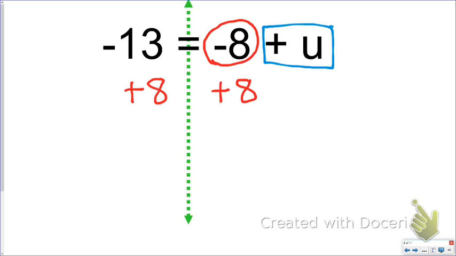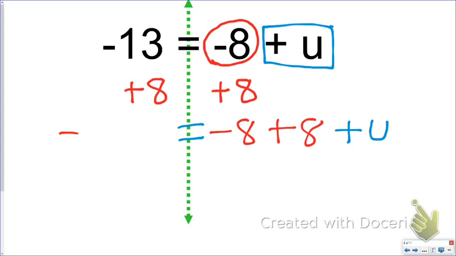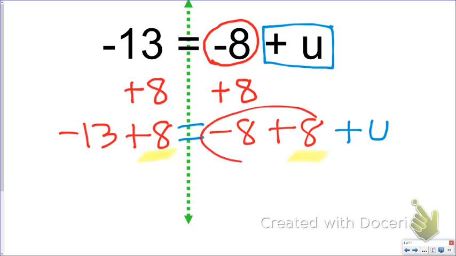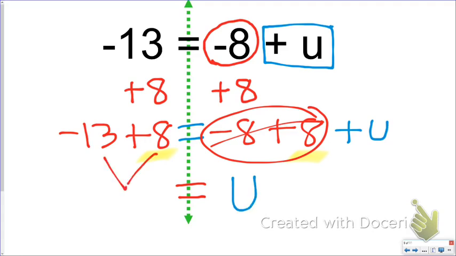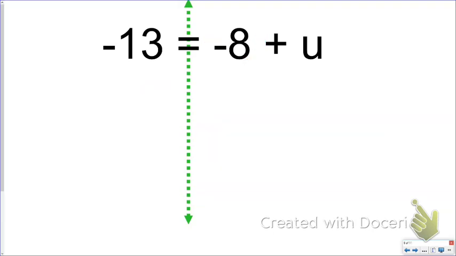So I'm left with, let's see, I would write this. Negative 8 plus 8 plus u is equal to, we've got negative 13 plus 8 here. Right, so I've got the 8s here that I added to both sides. So this is a 0 pair. The inverse operation makes things go away. So that goes to 0. I'm left with u on the right side. And on the left, I just have to combine these two. So negative 13 plus 8, that should be a negative 5. Right? 9, 10, 11, 12, 13. Yep. So there you go.